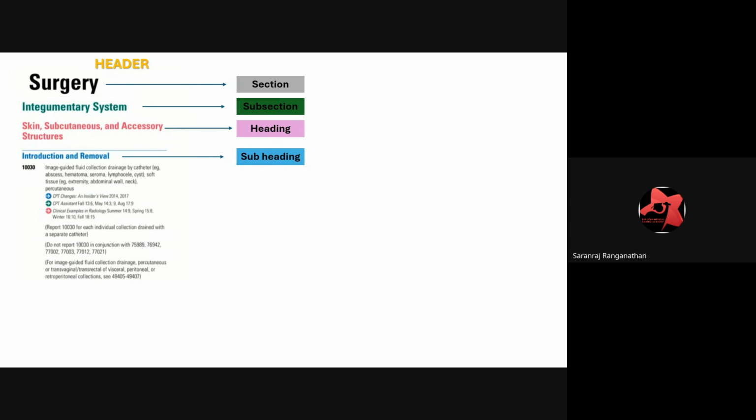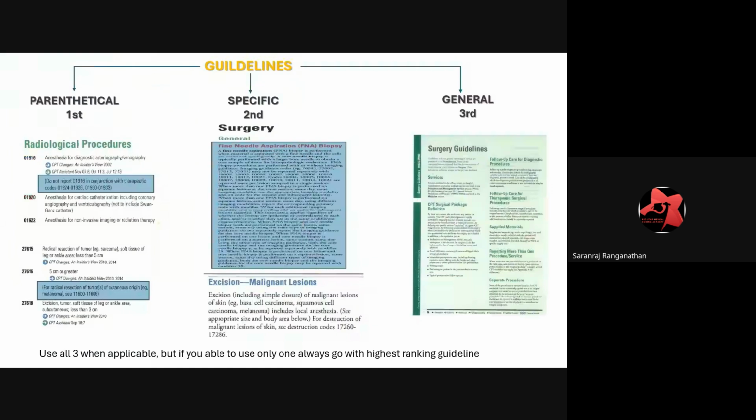E&M is a section. ED is a subsection. Under ED, if you look at critical care, we may go to emergency care, urgent care, separate headings. Under that we may go to inpatient, outpatient, like that we may have subheadings. And next to that, the exact procedure they are going to perform becomes a subheading. So we may have guidelines for the section, for the subsection, for the heading, or for the subheading also. Try to remember this is the structure of the headers present in the CPT book.